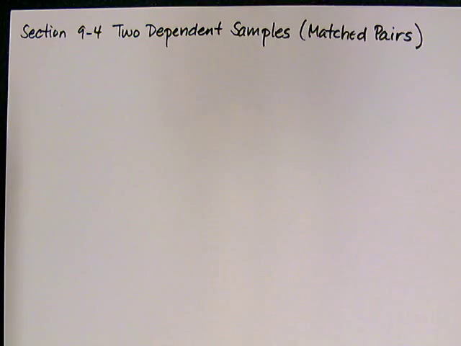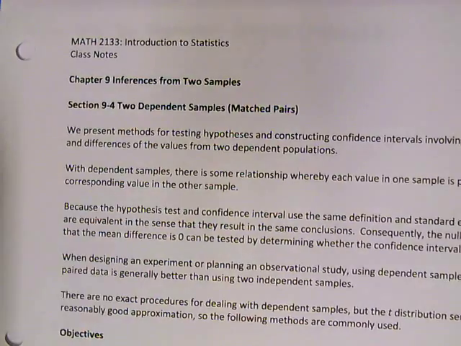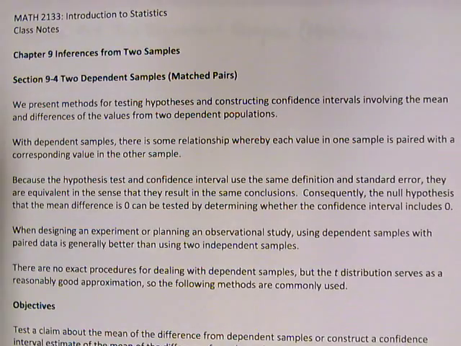Now in another video we looked at independent samples where the sample values from one population have no relationship with the sample values of the second population. Now here, when we're dealing with dependent samples, there will be some relationship whereby each value in one sample is paired with a corresponding value in the other sample. Okay? And this is where matched pairs come in.